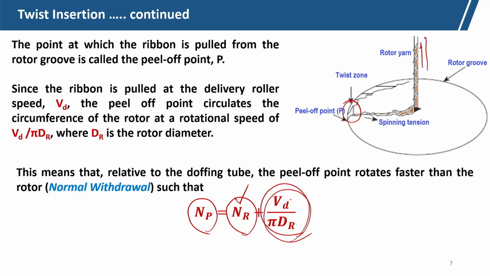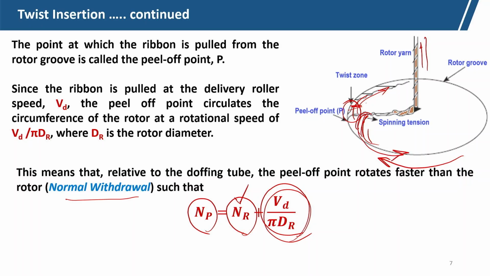This is called normal withdrawal, but there is another situation which may arise due to the bridging fibers. Sometimes the rotor rotates in this direction and we are assuming the peel off point rotates in the same direction, but sometimes, due to the bridging fibers, momentarily this continuity breaks and the peel off point starts moving in the opposite direction.